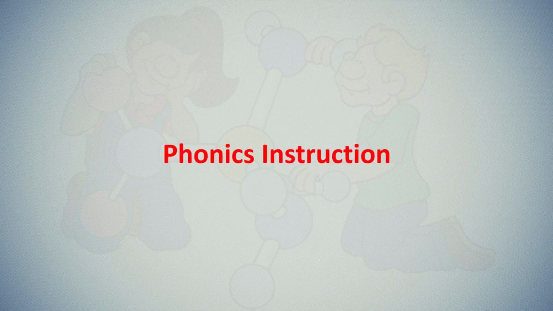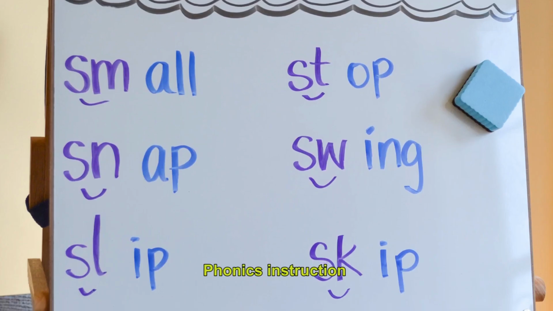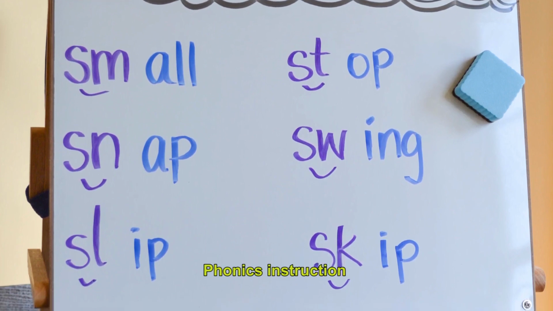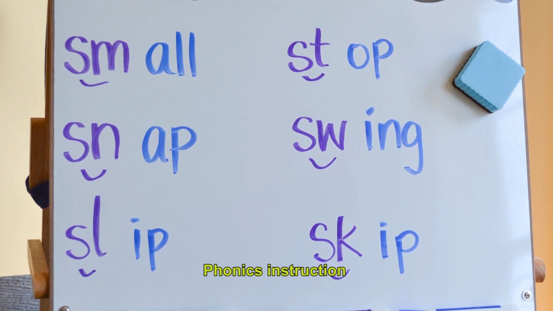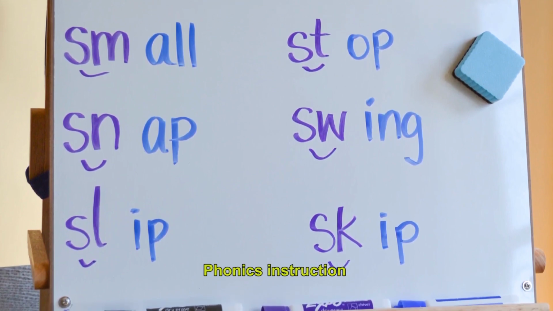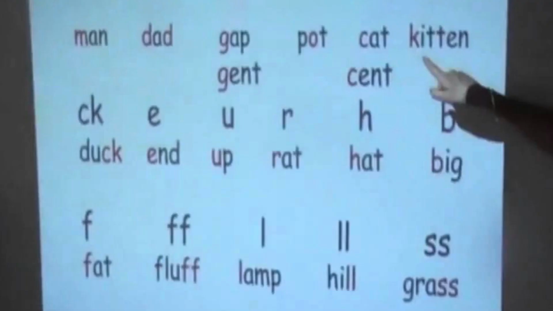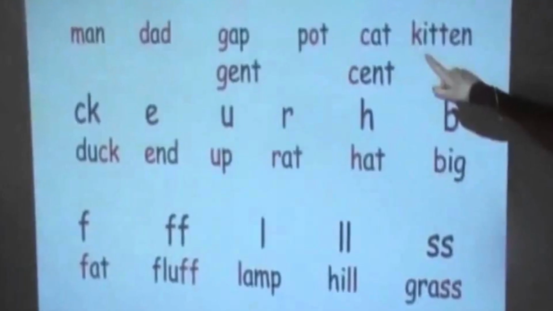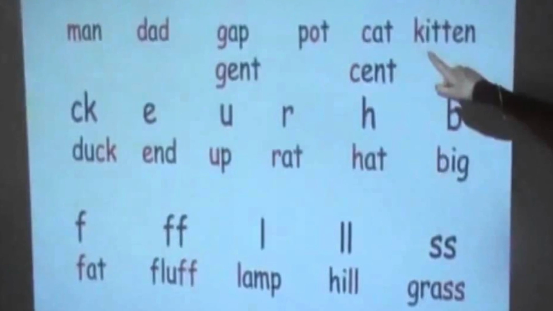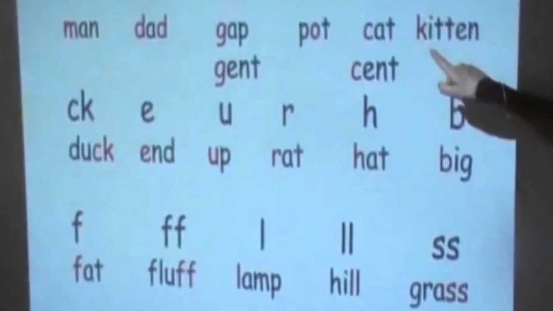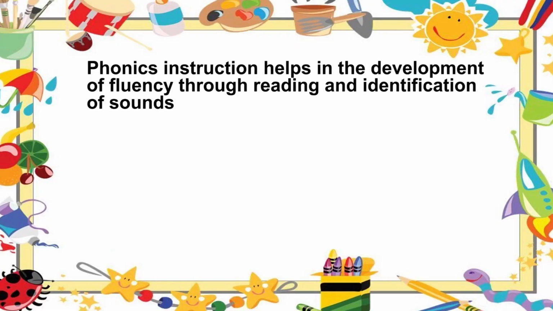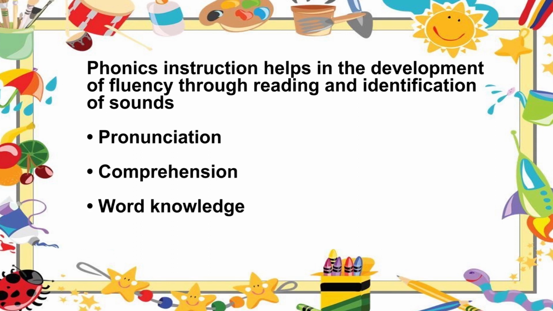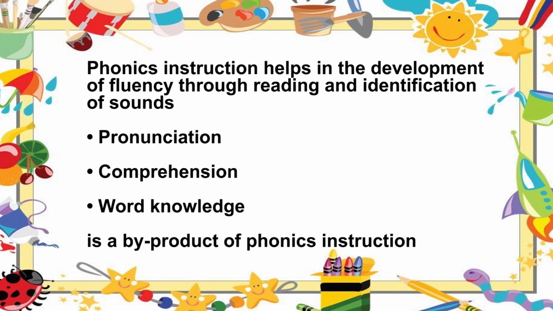Third one being phonics instruction. Phonics instruction deals with helping the child understand that specific alphabets and alphabet patterns possess particular sounds and sound patterns. The recognition and association of the sounds to alphabets and alphabet patterns is a vital part of building literacy. Phonics instruction helps in the development of fluency through reading and identification of sounds. Pronunciation, comprehension, and word knowledge are a byproduct of phonics instruction.